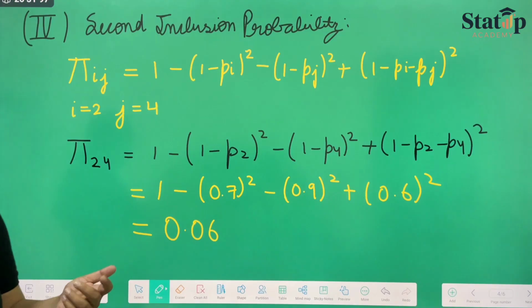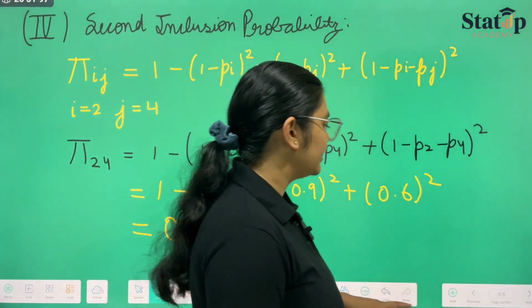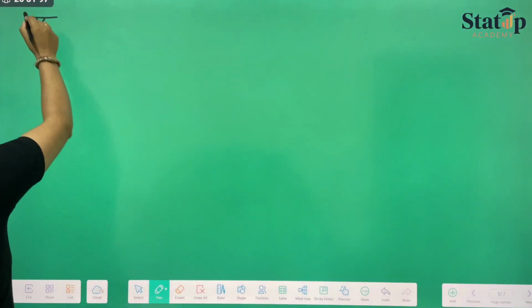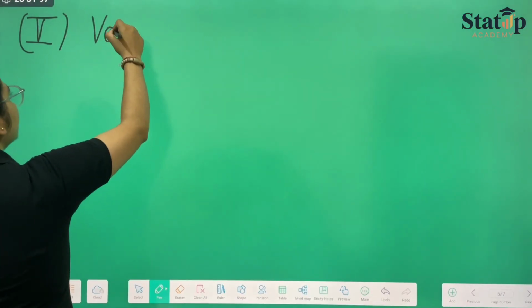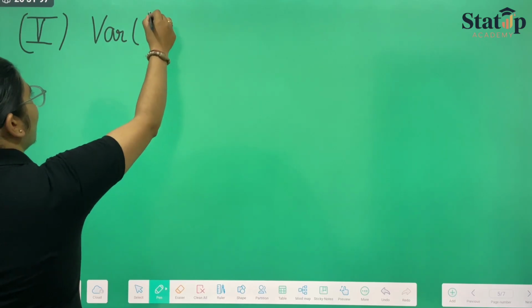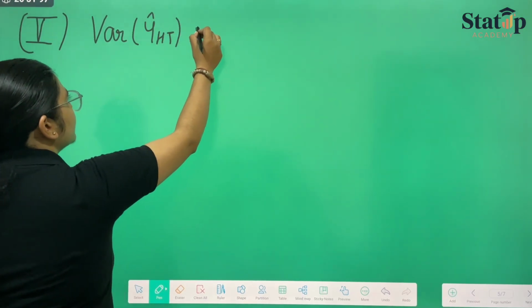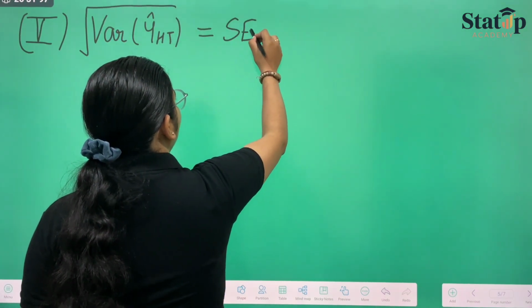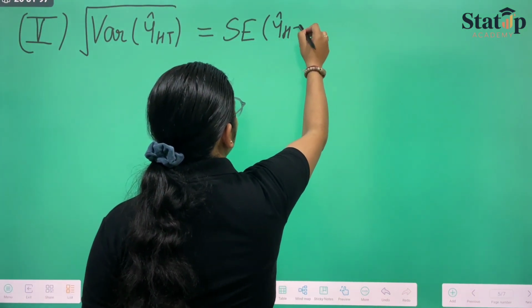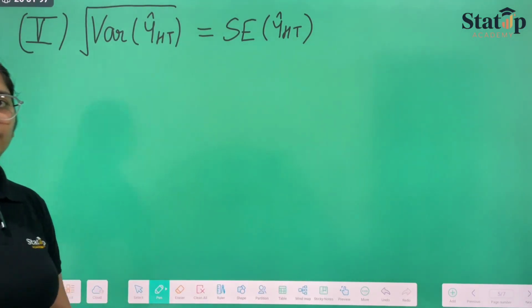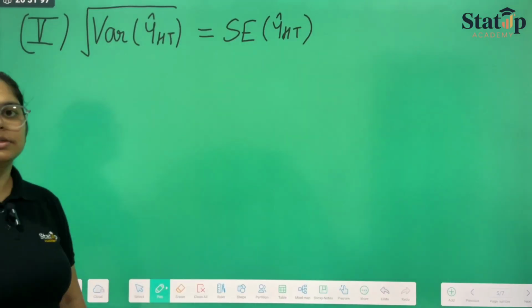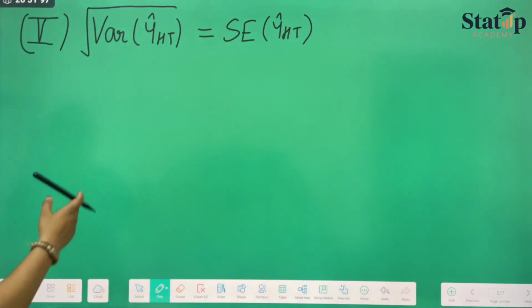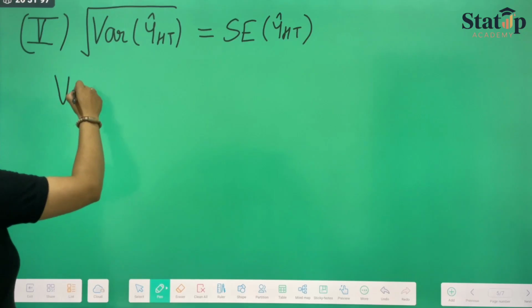Now we'll be dealing with the variance. In order to calculate the standard error, we have to calculate the variance first, which will be your last step for this question. So the square root of the variance of the Horvitz-Thompson estimator is nothing but the standard error of this Horvitz-Thompson estimator. We all know that the relationship between standard error and variance is of square and square root. Okay. Now, first of all, the variance of this Horvitz-Thompson estimator.